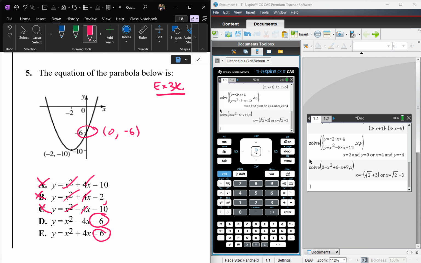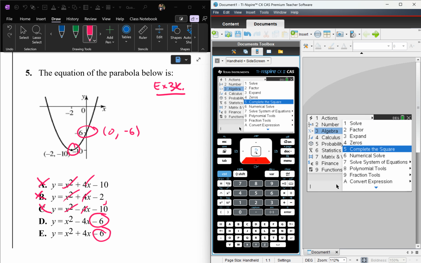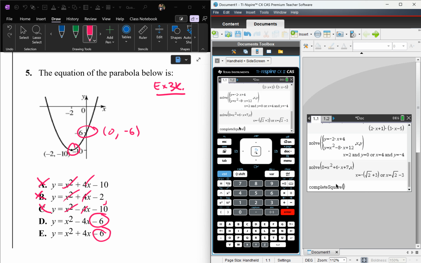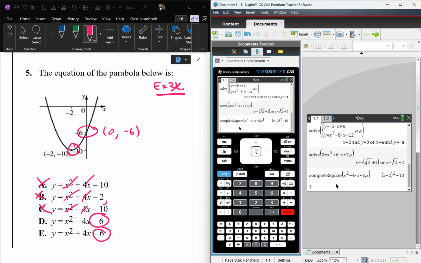Now the next thing is you can try to factorize and find the x-intercepts. That still works, it just takes a bit longer. For me, I was going to look for the turning point. I already showed you how to do completing the square. You can complete the square or you can graph it. It's up to you, whichever you want. But I would have just gone menu, algebra, complete the square, and I've got x squared minus 4 times x minus 6. That tells me the turning point is down by 10 and to the right by 2. Down by 10, that's correct. To the right by 2, that's not right. So if it's not D, it has to be E.